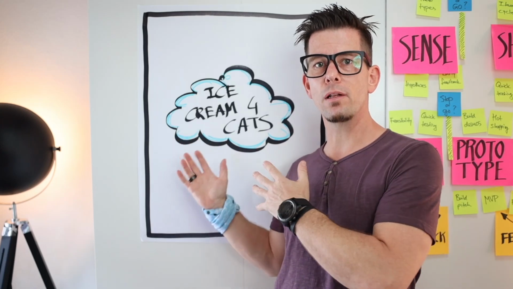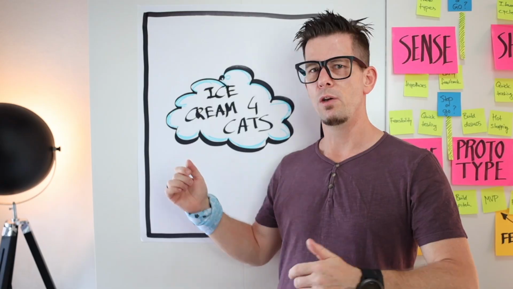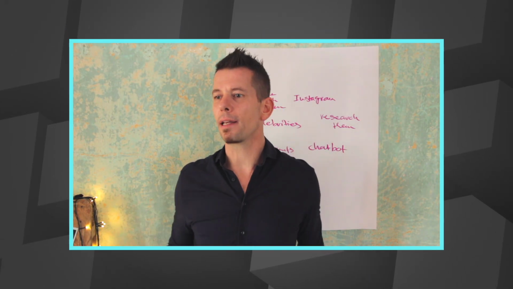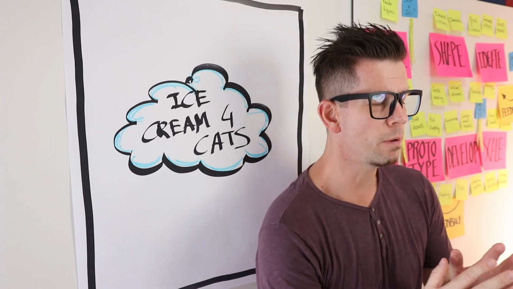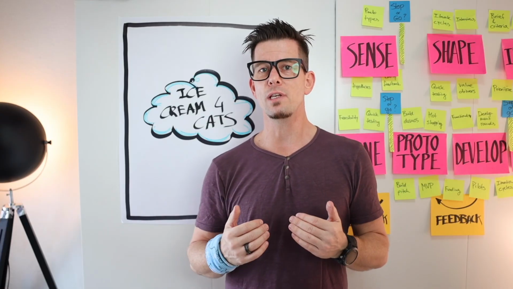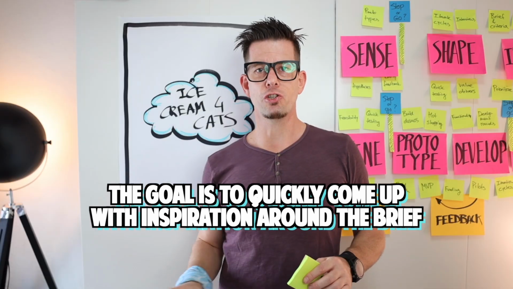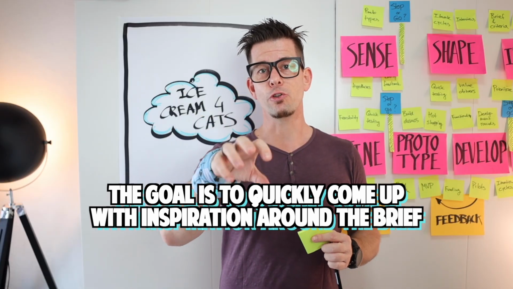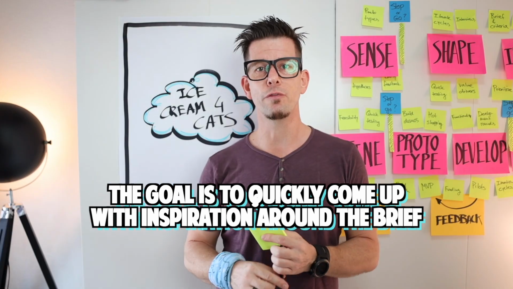So you have your brief in the middle, and very often brainstorms will start off something like this. It will be somebody at the front of a room with a flip chart going, okay, kids, we need ideas for ice cream for cats. Sure, that's one way to do it, but let me give you a different idea. So before you even do this, and you can do this individually, in pairs, or small groups, the goal of this activity is to come up with inspiration around that brief that later on you can tap into as a pool of a bit of fuel for creativity.